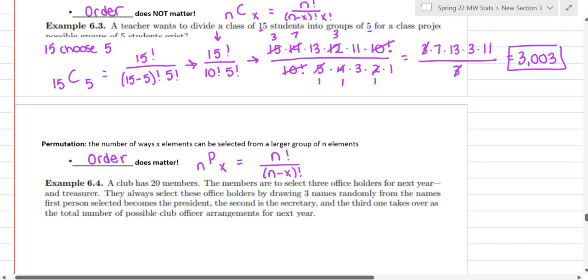So really if you guys can do this in your calculator, you really just have to read the question and determine if the order matters or it doesn't, and then know which calculation to use. Because you can do the rest in your calculator. Okay, so a club has 20 members. The members are to select 3 office holders for next year, president, secretary, and treasurer. They always select these holders by drawing 3 names randomly from the names of all members. The first person selected is president, the second is secretary, the third is treasurer. Determine the total number of officer arrangements for next year. So first person, so they're giving you an order, so now the order matters. So you just read through the context of the question.